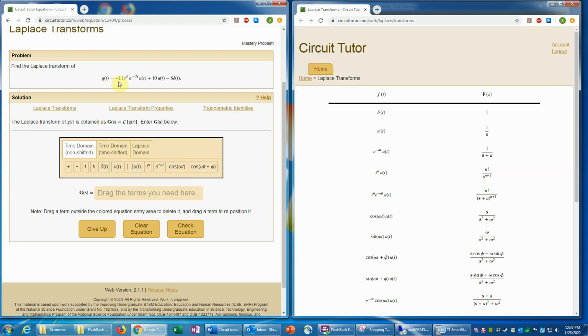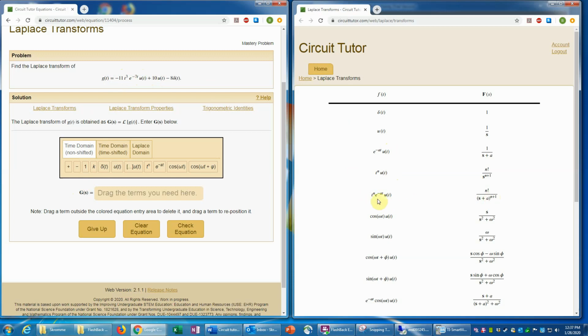Okay, so let's look at the first term. We have basically a constant, negative 11 times t cubed e to the negative 7t u of t. So that's a product of a polynomial and a decaying exponential function with the unit step function, as is always present. So look at that, and that corresponds to this entry in the table.